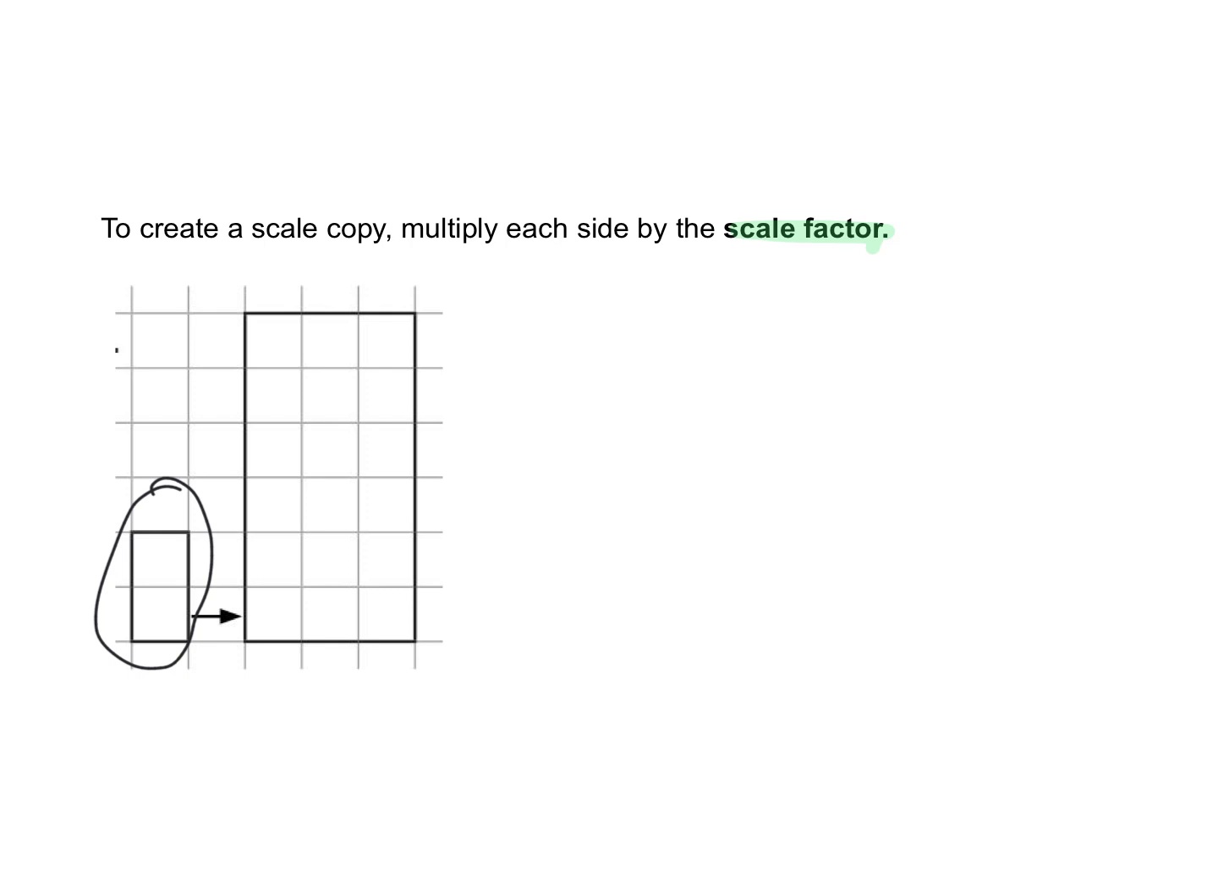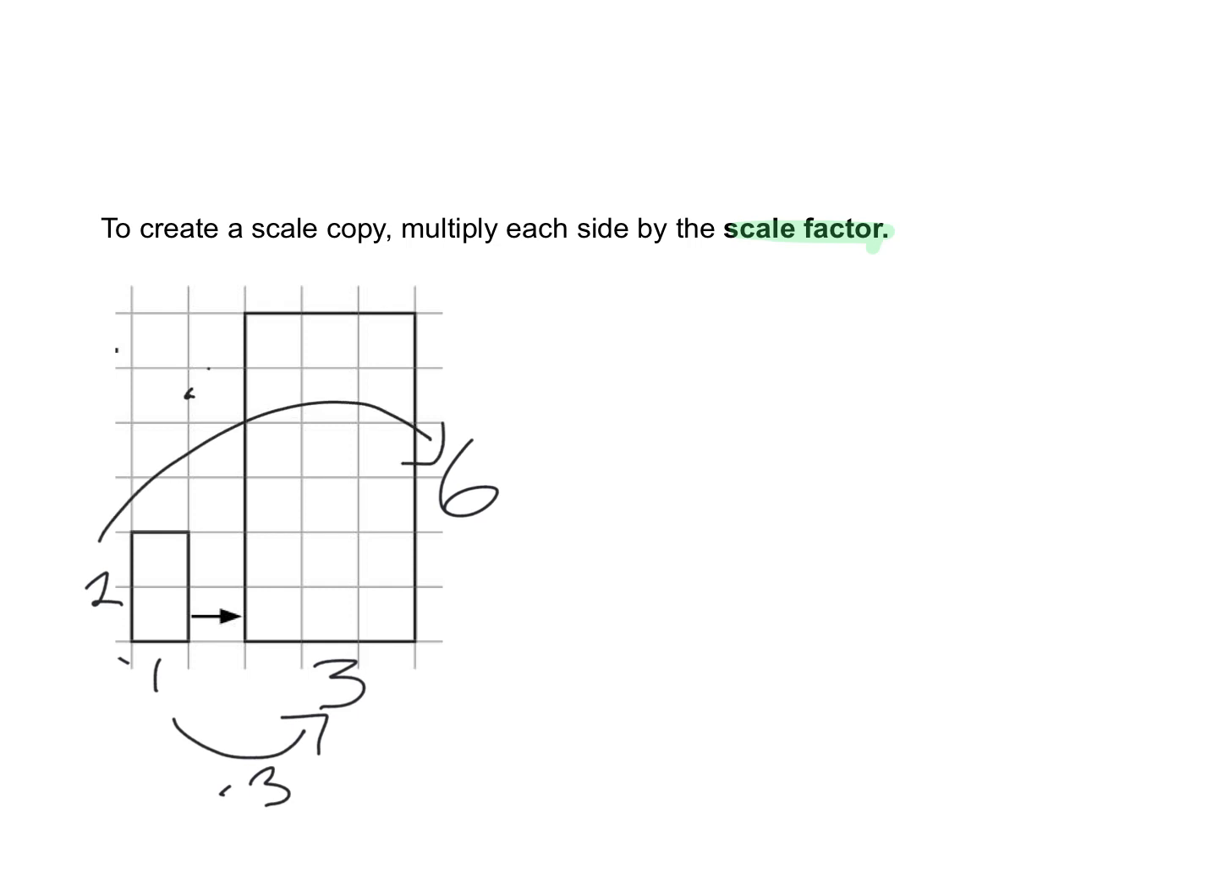And we can see that because if we look at our side lengths, this was 1, this is now 3, this side is 2, and this side is 6. So we did 1 times 3 to get 3, and 2 times 3 equals 6. So our scale factor here is 3.